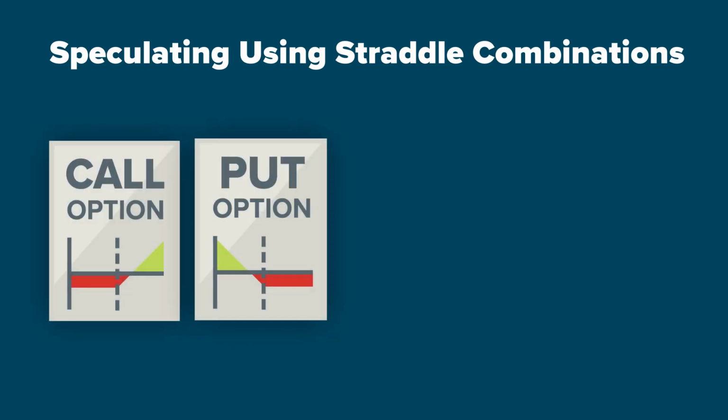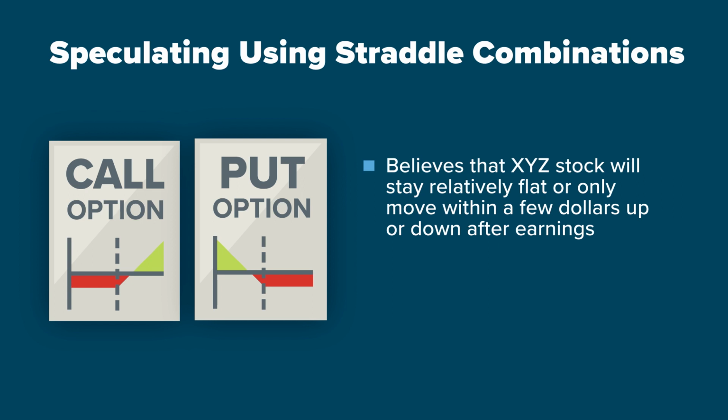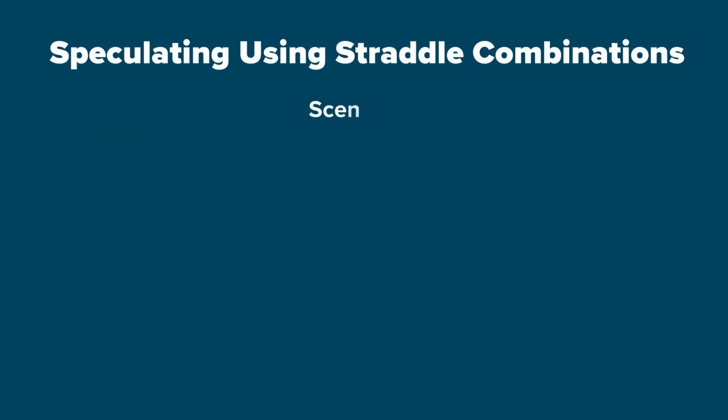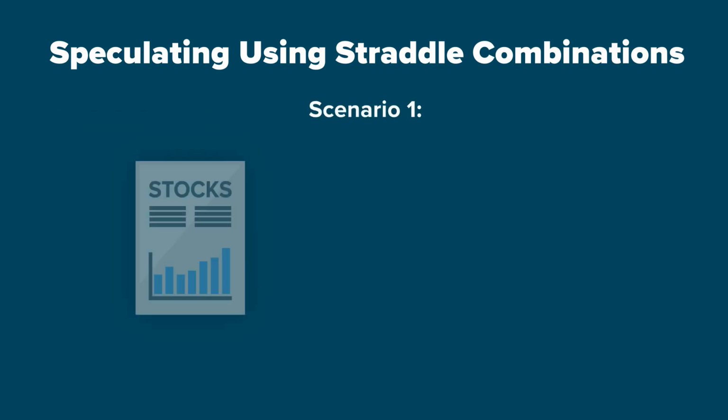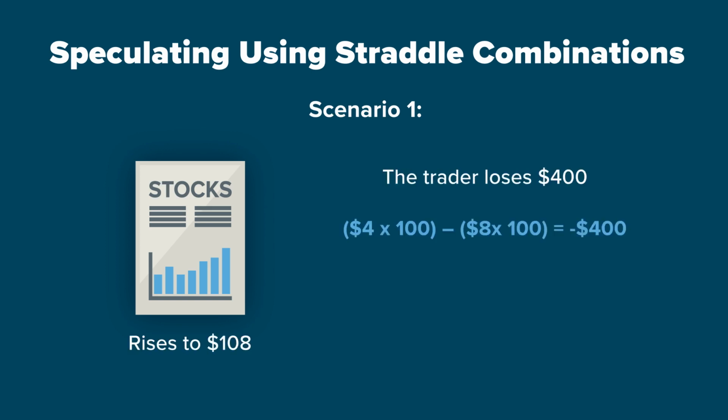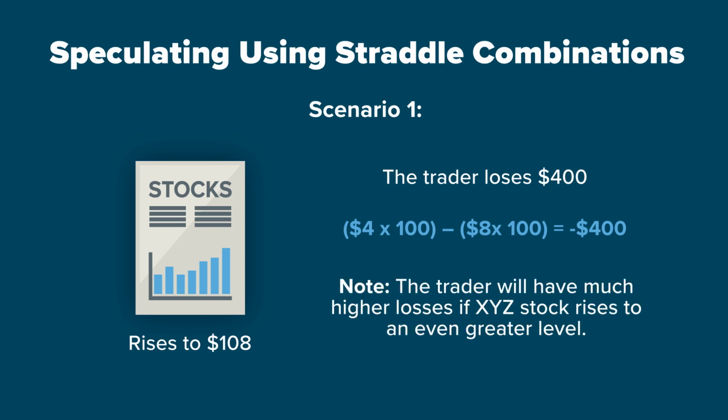Conversely, another trader believes that XYZ stock will stay relatively flat or only move within a few dollars up or down after earnings, so they sell the XYZ 100 straddle for $4. Scenario 1. After earnings, XYZ stock rises to $108. The trader loses $400. Note that the trader will have much higher losses if XYZ stock rises to an even greater level.